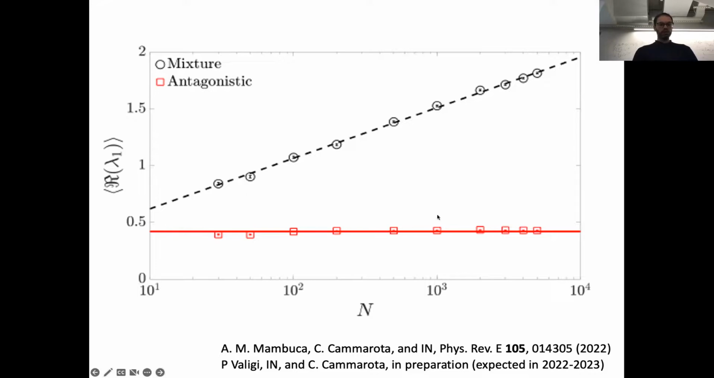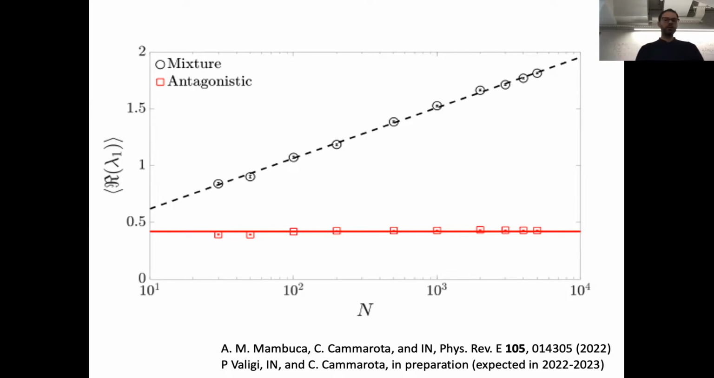Somewhat remarkable is that in the antagonistic case, you see the leading eigenvalue is finite. In the mixture case, it diverges. So the antagonistic case shares with the directed case that the leading eigenvalue is finite. On the other hand, the mixture case shares with the symmetric case that the leading eigenvalue diverges. When we found this, we were really surprised because we hadn't expected that.